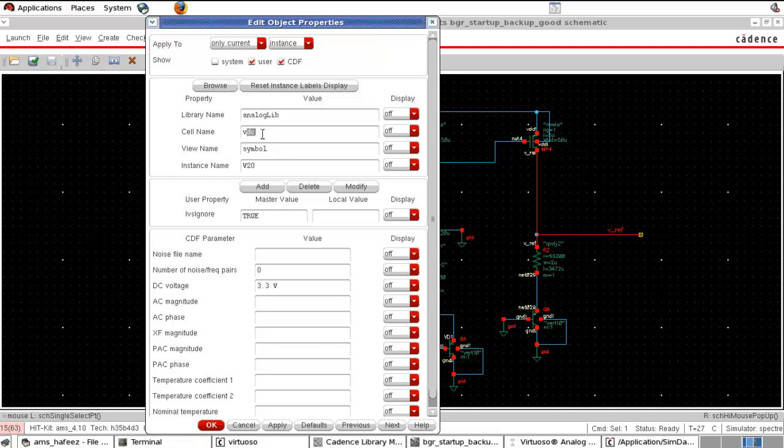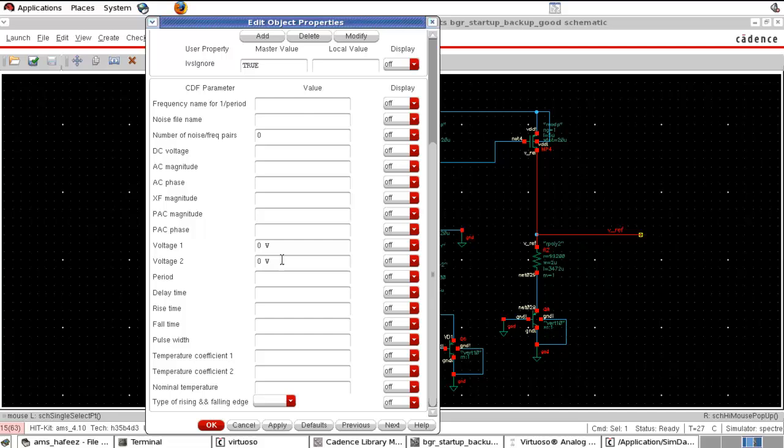So instead of VDC, I am giving VPULSE here. Initially I want the voltage to be 0, and after some time I want it to be VDD, and for the period I am giving a huge time period. Delay I am giving 100 microseconds, and I am giving 100 microseconds rise time also. Fall time and pulse width don't matter, and I am giving 0.5 seconds as the pulse width.